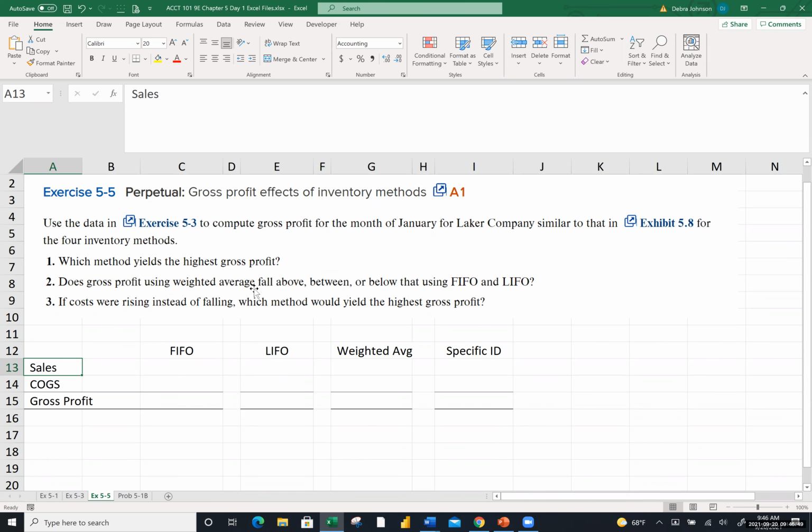It's going to be between, always, always, always, because it takes out the highs and lows. And then it asks you a what if question. If costs were rising instead of falling, which method would yield the highest gross profit? Well, in order for you to physically see what's going on, we're going to carry over our information from the previous problem, and we're going to visually see for ourselves what happened to the gross profit.